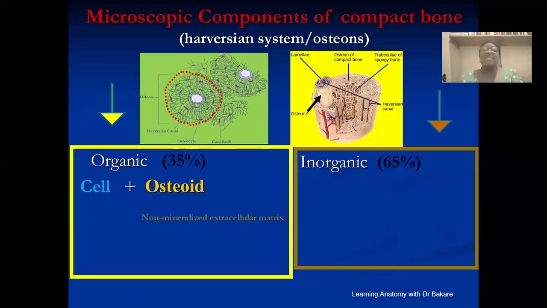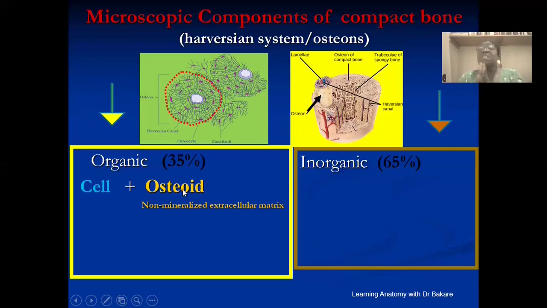This osteoid is the non-mineralized extracellular matrix. Remember that in other types of connective tissues that we have highlighted previously in our other lectures, we say that we have the cellular component and also the extracellular matrix. This is the cellular component here highlighted as cell, and the extracellular component here highlighted as the osteoid. But in this case, the extracellular component of the organic component is the non-mineralized extracellular matrix.